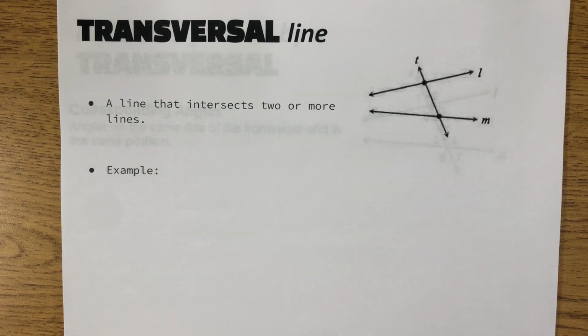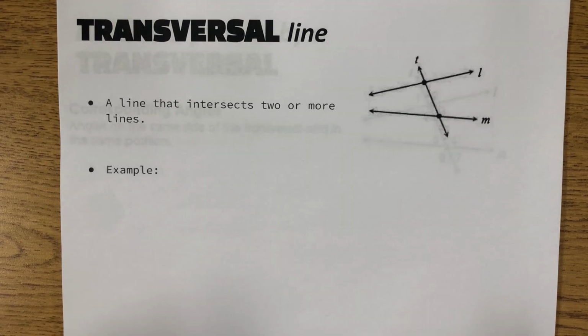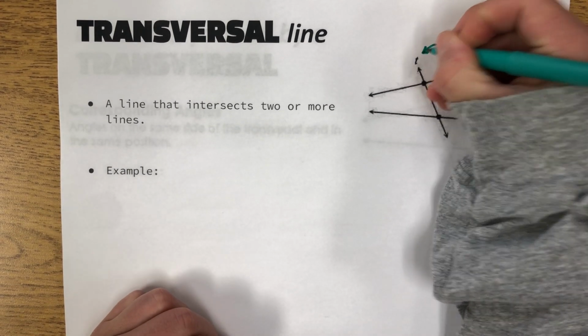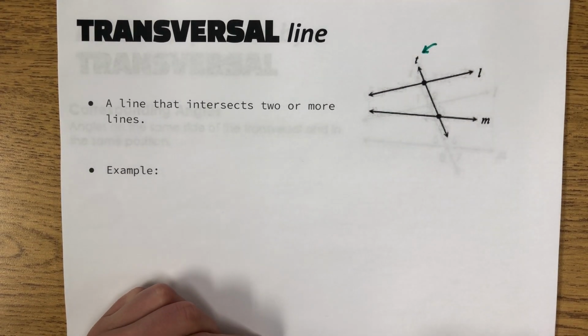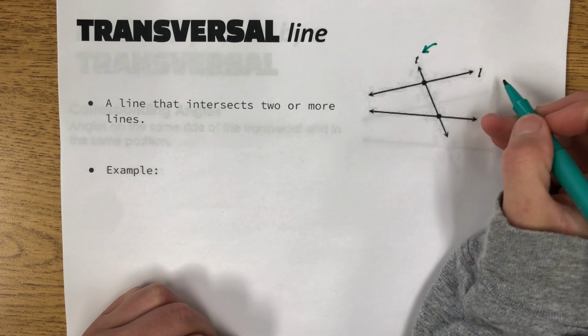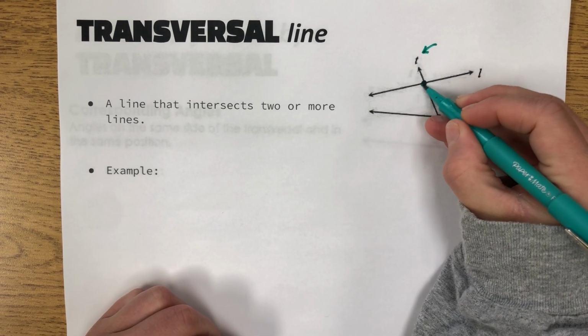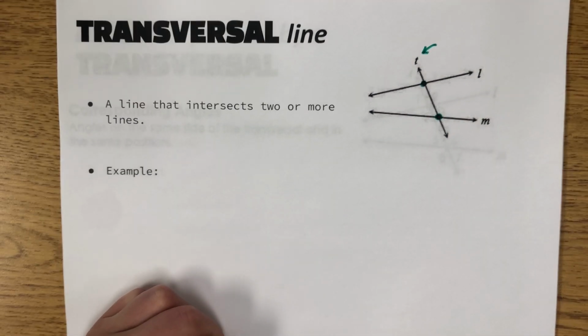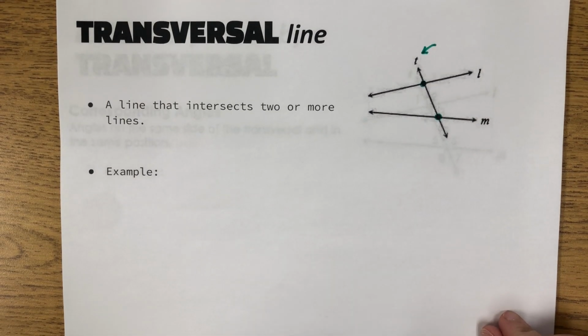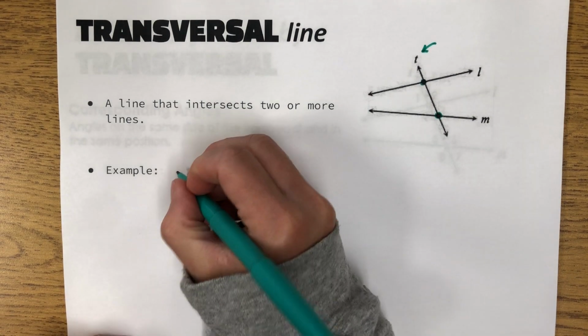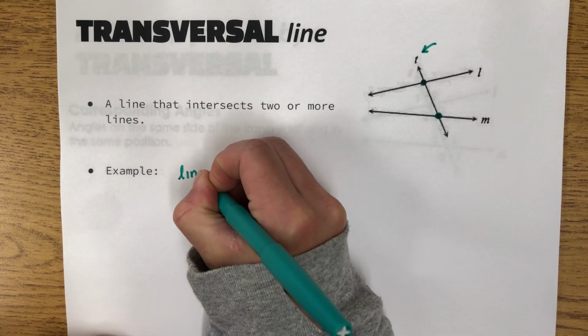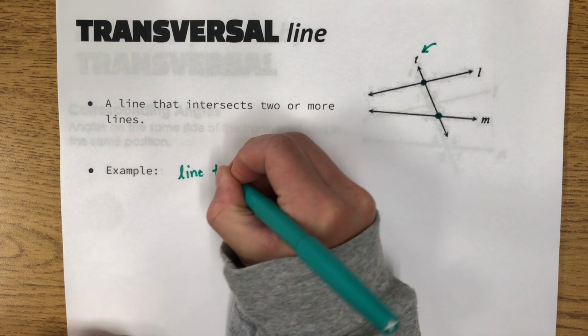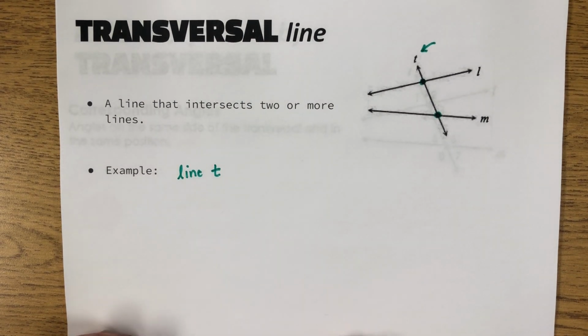So if we look at this one, we label it transversal with a T. So you'll notice we label it with a T, okay? So this transversal is intersecting, and we see an intersection here, and we see an intersection here, LM. So we would label this transversal as line T, and that's it. We would label that transversal line T.